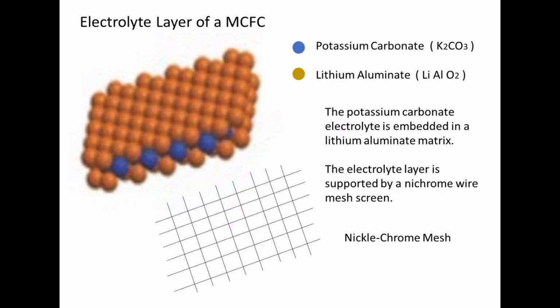The molten carbonate is embedded in a ceramic aluminum matrix made up of a lithium aluminum oxide, or LiAlO2. The aluminum matrix is supported by a nichrome wire mesh so that the molten carbonate paste stays in place even if oriented in an odd direction.